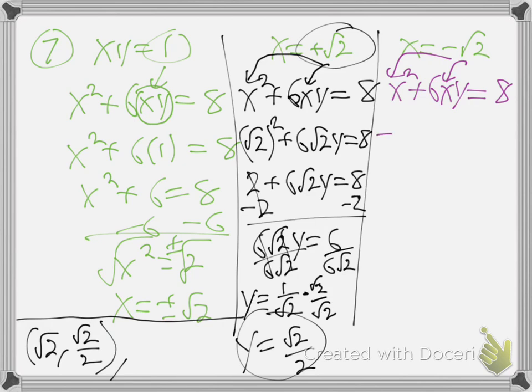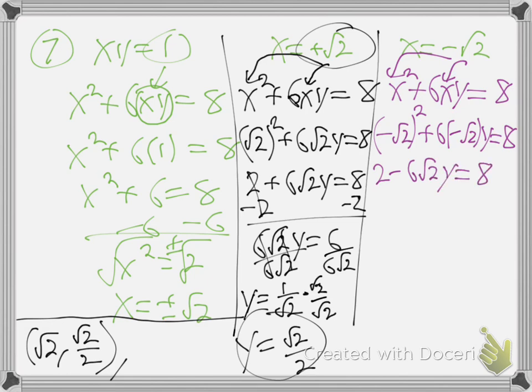And then here we go. Negative root 2 squared plus 6 times negative root 2 y is 8. So that's 2 minus 6 root 2 y is 8. Good to there so far? I just plugged in negative root 2. Then solve for y. Subtract 2 from both sides. Negative 6 root 2 y is 6. Divide by negative 6 root 2.